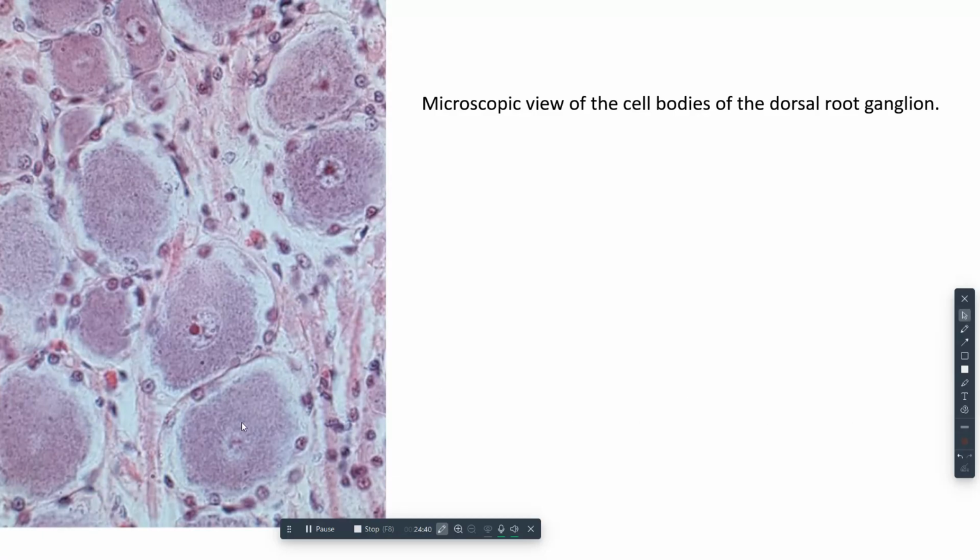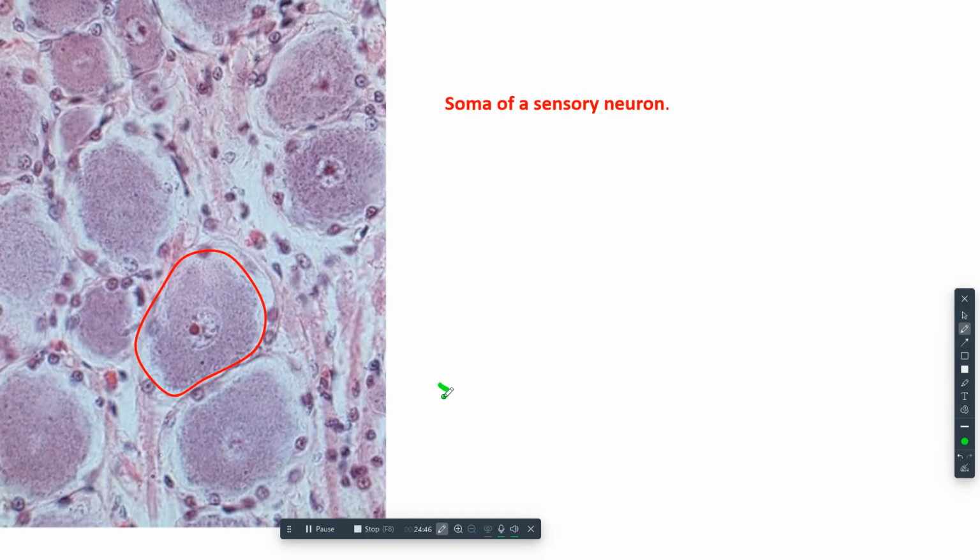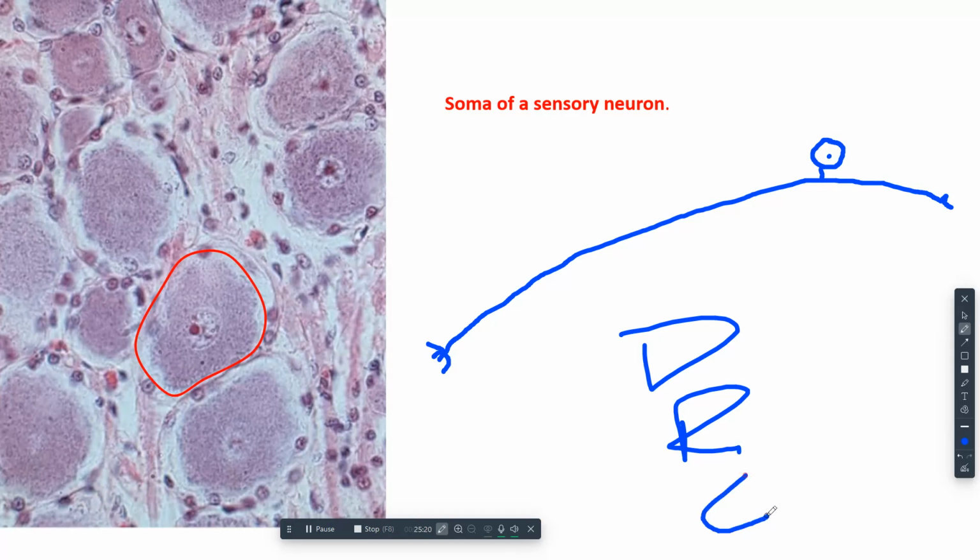These round guys here, these are the somata of my sensory neurons. So remember, a sensory neuron is a unipolar neuron, meaning it'll have some dendrites that fuse together to create the axon. Then the axon will travel until it ends. But along the way, we encounter the cell body. And that cell body is what we're looking at here. And we see these cell bodies clustered together in that dorsal root ganglion.